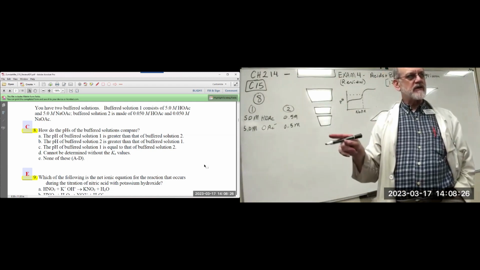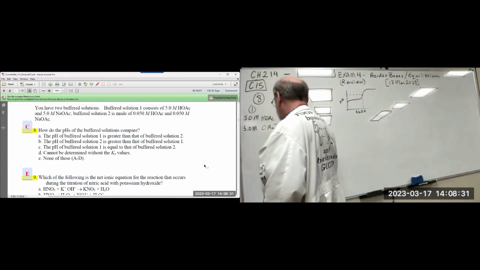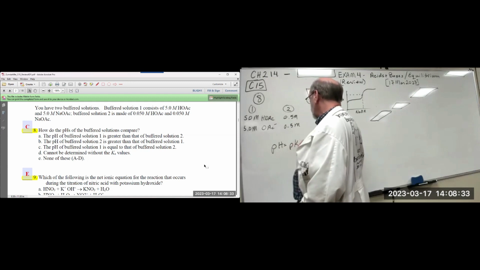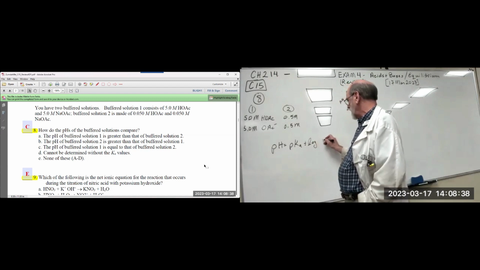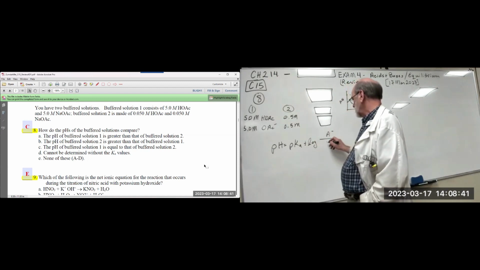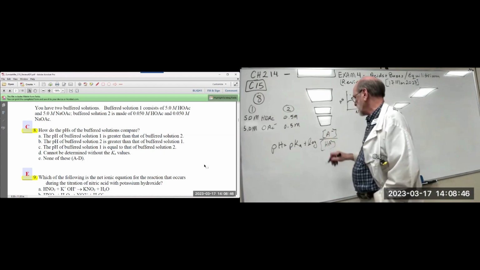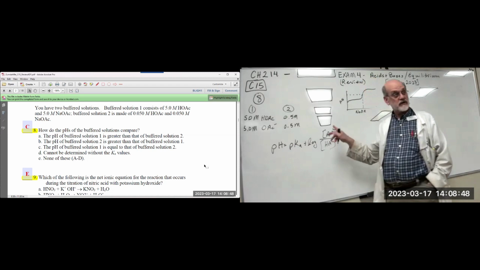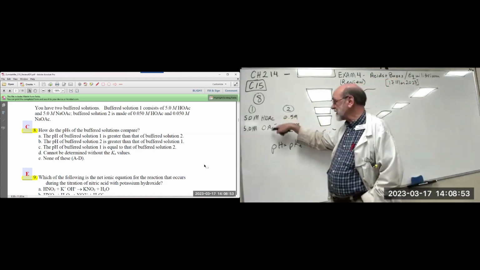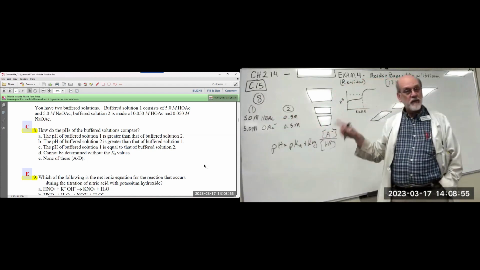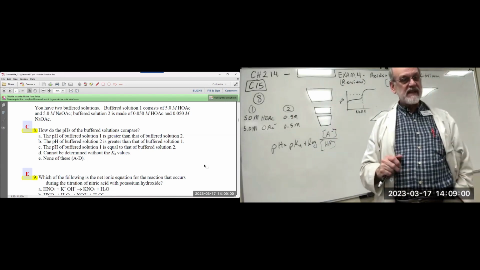What determines the pH? Think Henderson-Hasselbalch. The pH of a solution depends on the pKa of the weak acid plus the log of the ratio of the conjugate base to the weak acid. So this ratio is what determines the pH. Okay. So these ratios are exactly the same, 1 to 1, 1 to 1. Their pHs should be exactly the same. C.